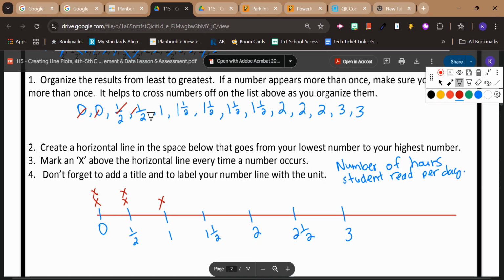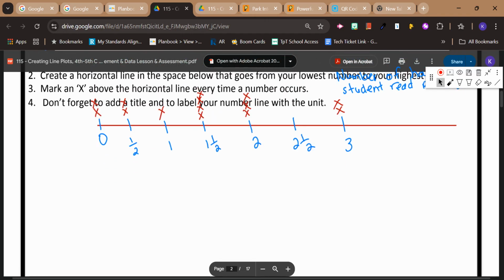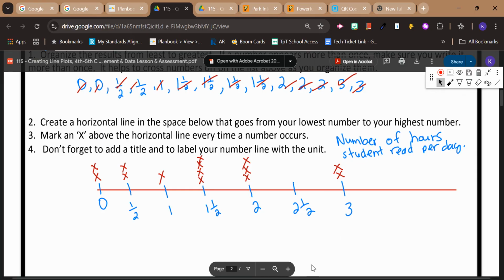Okay. 1.5. 1, 2, 3, 4. What about 2? 1, 2, 3. What about 2.5? None. What about 3? 2. Okay. All right. So that is our line plot.